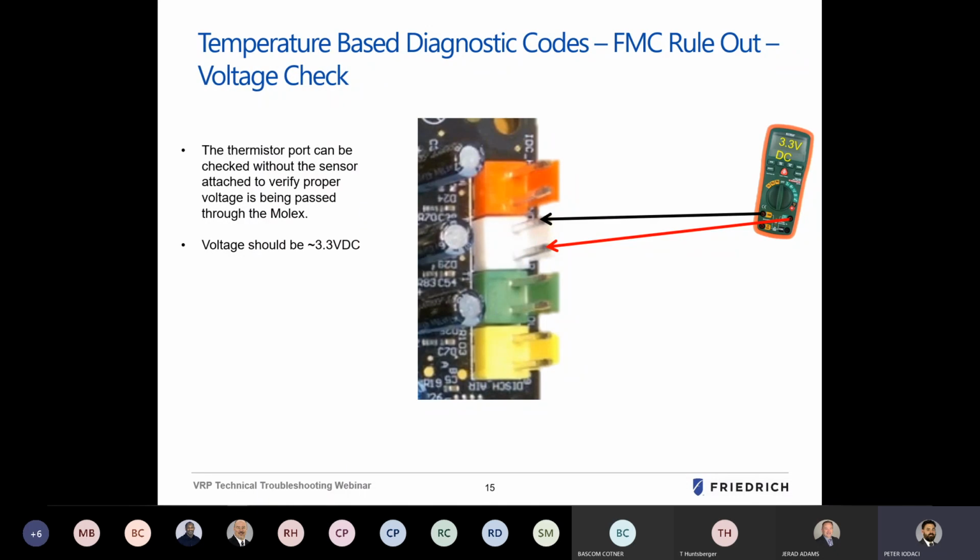Once you know you have continuity there, the next thing you can do is turn the unit on, and once it gets to a stable state, unplug the sensor and probe that Molex pin directly. With that Molex port unplugged, set your meter to DC voltage, and you should have roughly 3.3 volts coming out of that port.